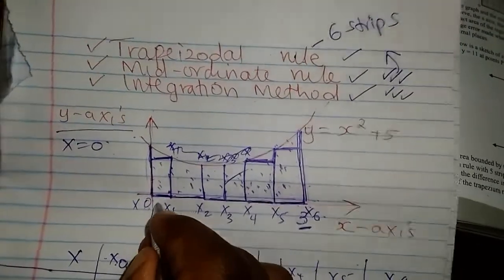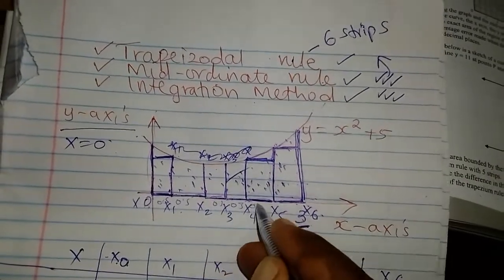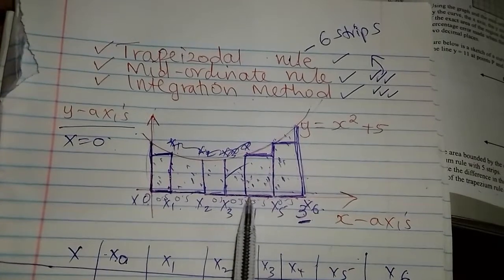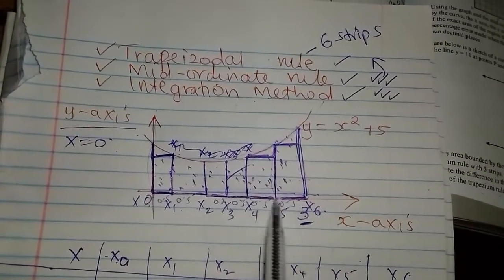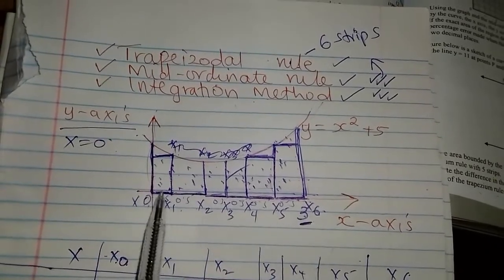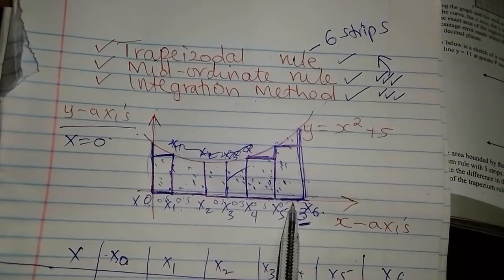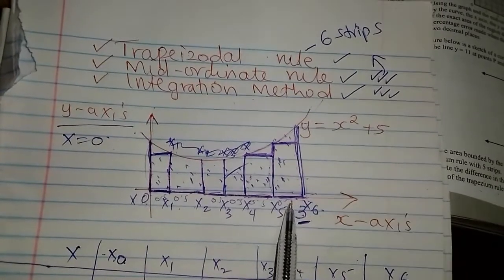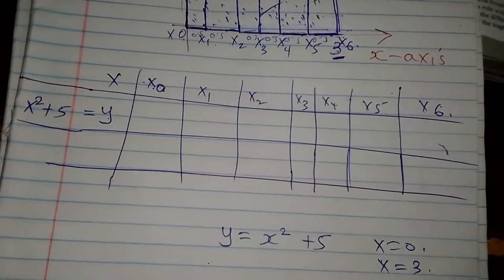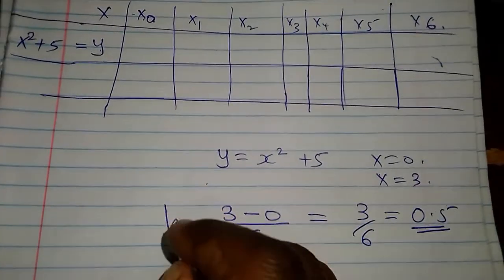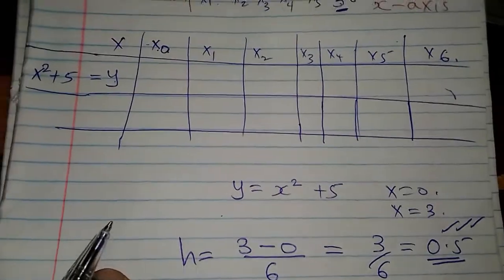So that means this is 0.5, 0.5, 0.5, 0.5, 0.5, 0.5. So 0.5 times 6 gives you 3 as the length of this curve. And as far as the x-axis is concerned, 1, 2, 3, 4, 5, 6. Good. So 6 times 0.5 gives you 3. Okay. So this gives us now the h, 0.5. Now, what do you do here next?